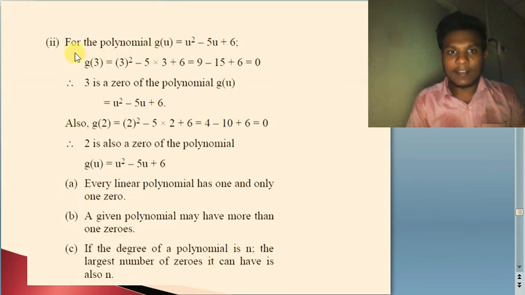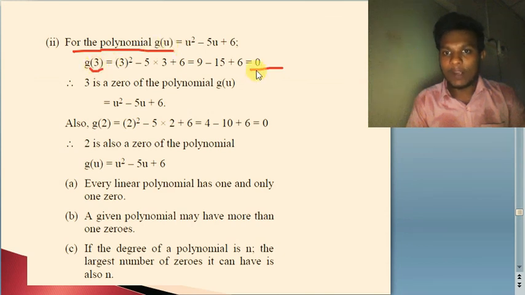In the second example, for the polynomial g of u. Why u? Because we can assume anything, right? So it is in u. Substitute 3. Okay, g of 3. What is the value of g of 3 here? 0. So when you substitute u is equal to 3, what is the value of the polynomial? 0. So that is why 3 is the 0 of the polynomial g of u.